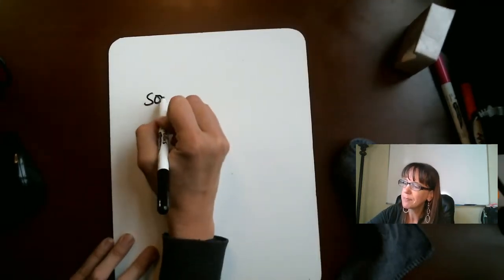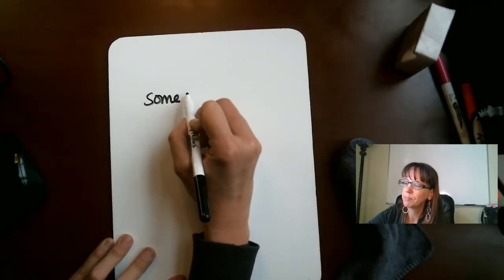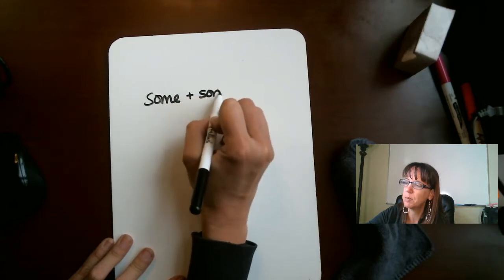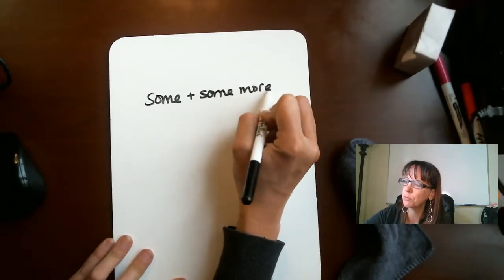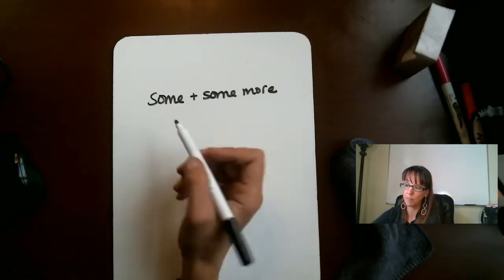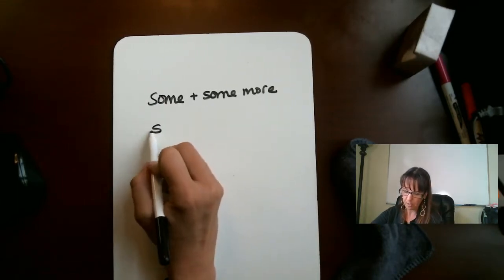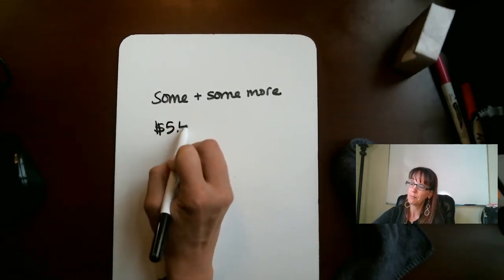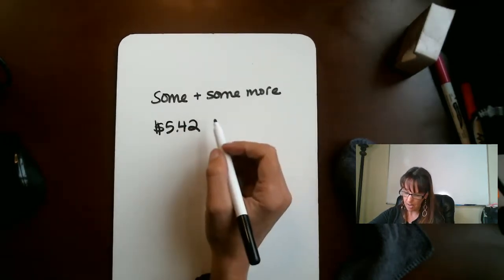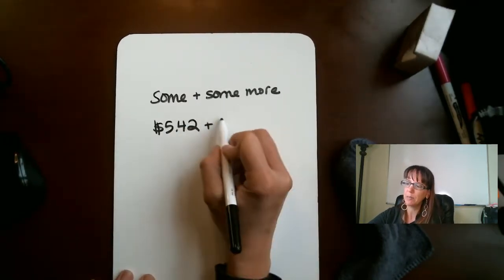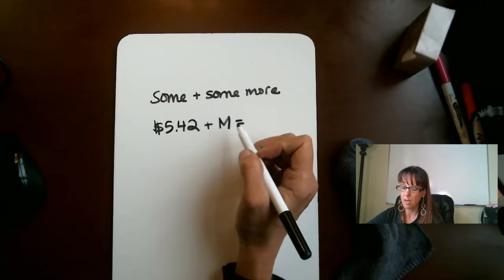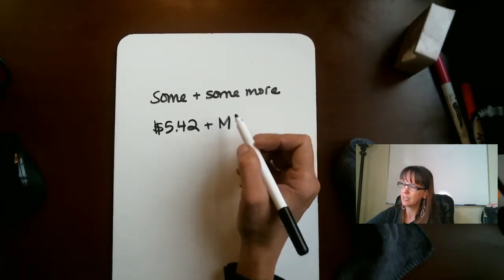George had $5.42. Then his mom gave him some money. Now he has $9.65. So he had some money, then he got some more. That's an addition problem, okay? He had some money and then he got some more. He had $5.42. His mom gave him some money. We have no idea what that is, so we'll put M for mom. Then he had $9.65.